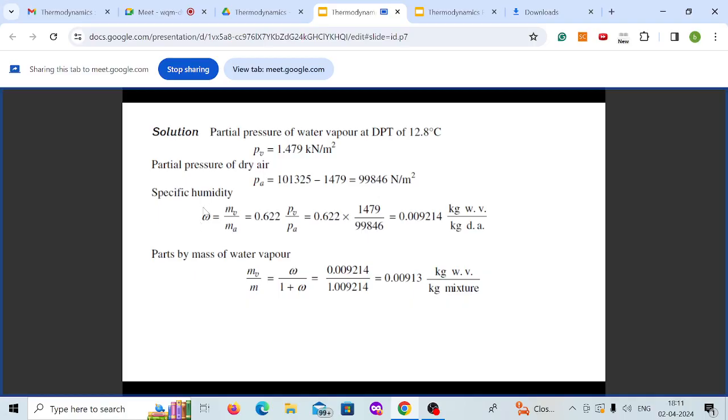So using specific humidity, which is mass of water vapor divided by mass of dry air, this will come out to be 0.622 PV by PA. So we know both the values. On substituting, we'll find out that specific humidity is 0.009214. This is kg by kg of dry air.